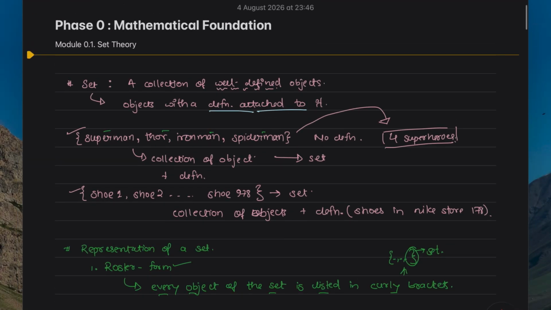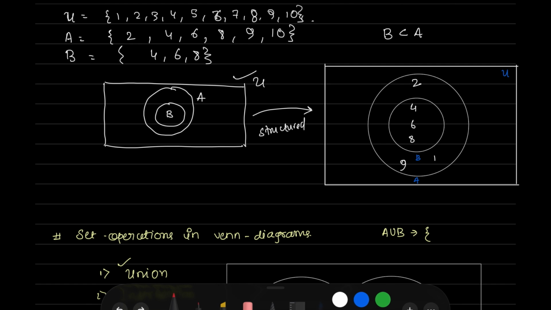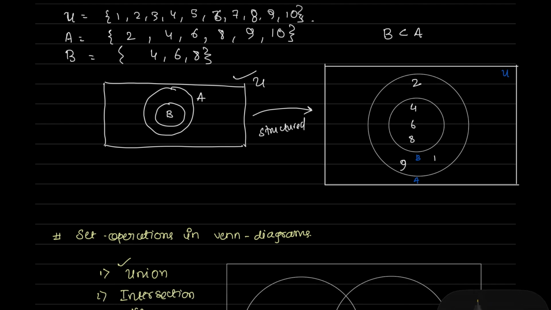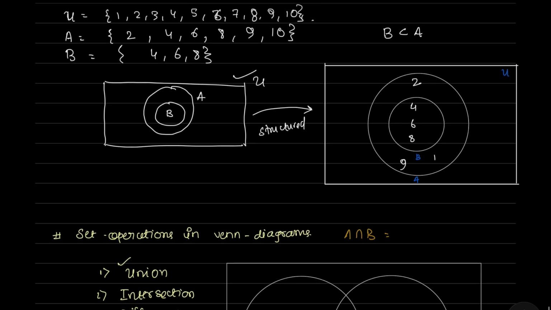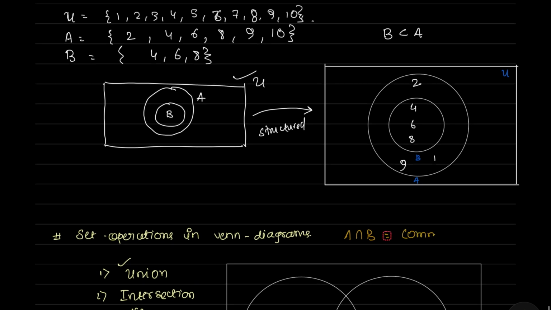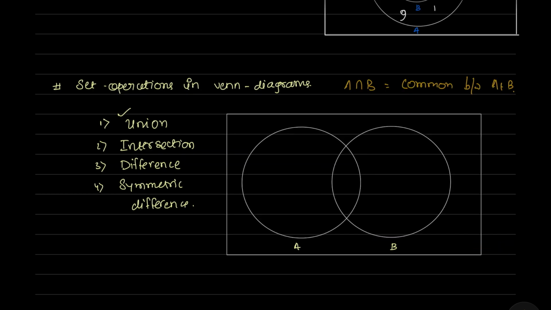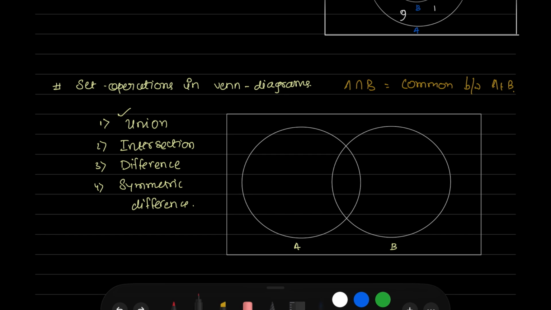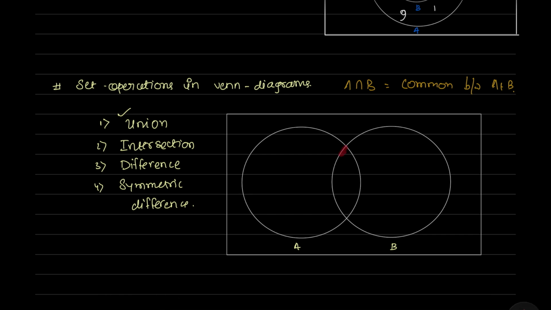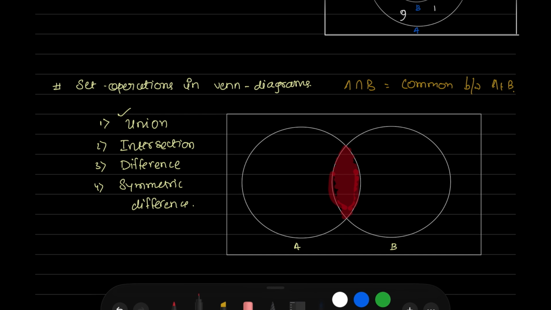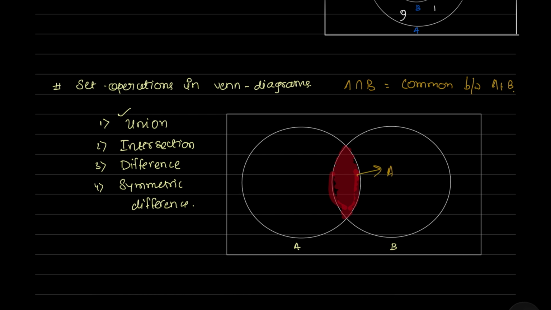Similarly, if we see A intersection B, what do we mean by A intersection B? A intersection B is basically the set of elements common between A and B. So by this logic, only this portion is common between A and B. Hence, this region represents A intersection B.